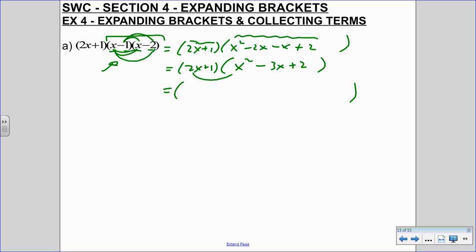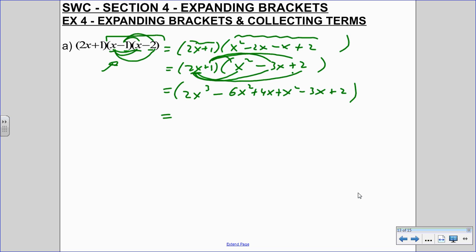So be systematic. 2x times x squared is 2x cubed. I would always just stick with the same number, right? So 2x times minus 3x, that's minus 6x squared. 2 times 3, x times x. 2x times plus 2 is plus 4x. Now you've got your 1, 2, 3. You've done everything you can with the 2x, so now you're going to move to the next number. So 1 times x squared is plus x squared. 1 times minus 3x is minus 3x. 1 times 2 is plus 2.